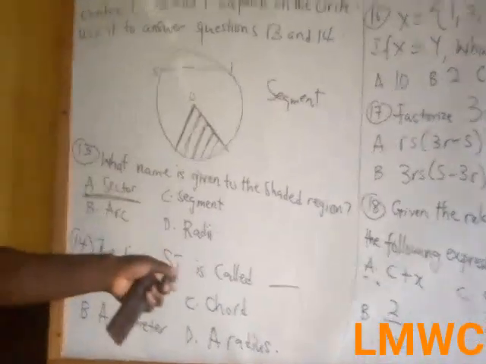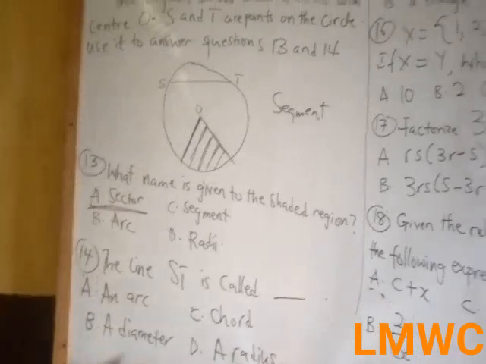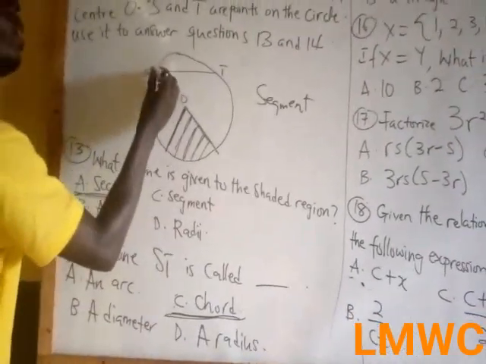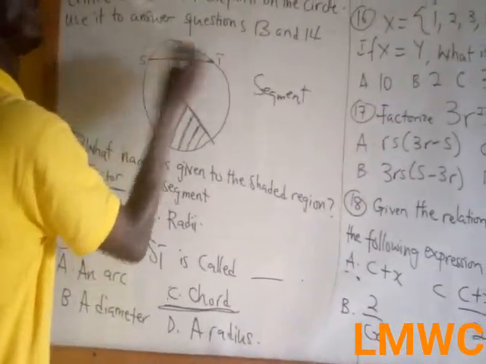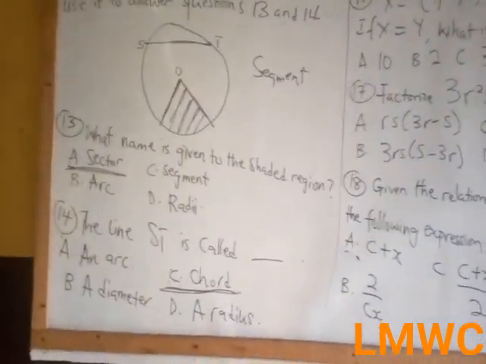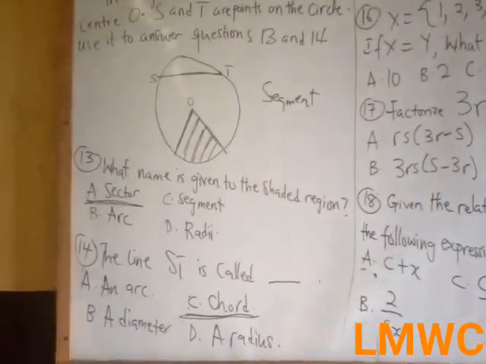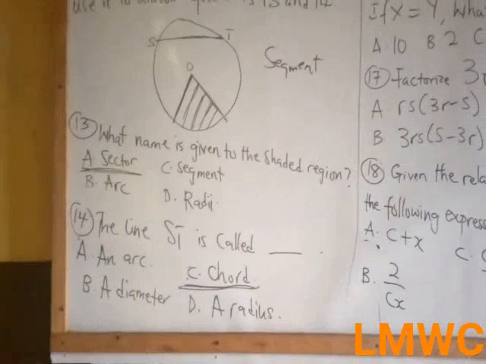The line ST is called a chord. It is called that because a line drawn to touch two parts of the circle, we call it what? Chord. We call it chord.